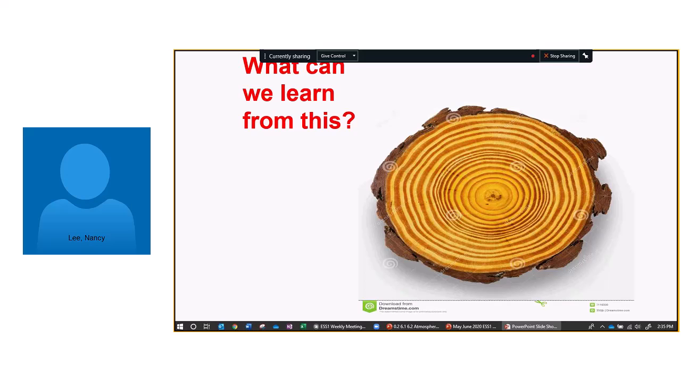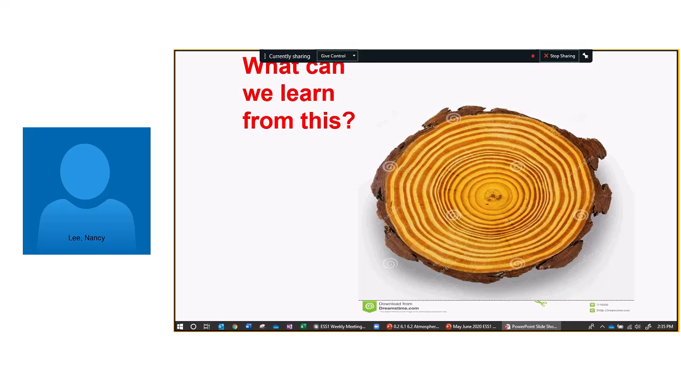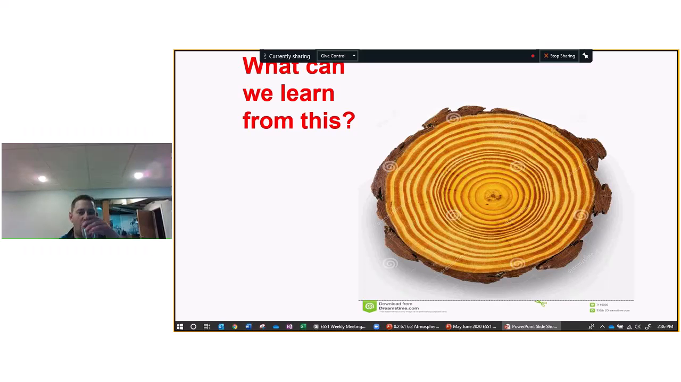Rock layers, maybe? Oh, you're on the right track. Yeah, I don't know. Soil? Nope.